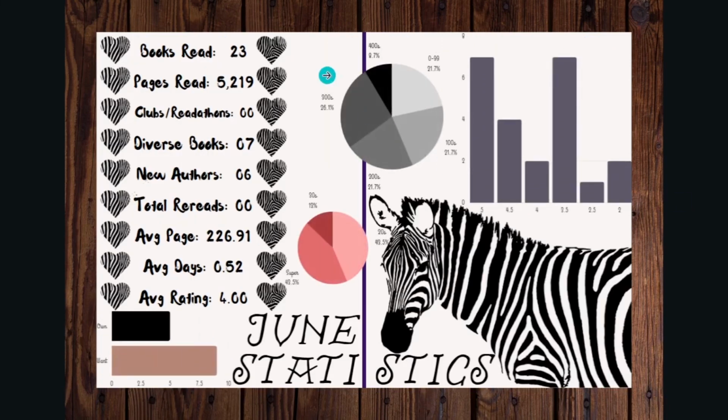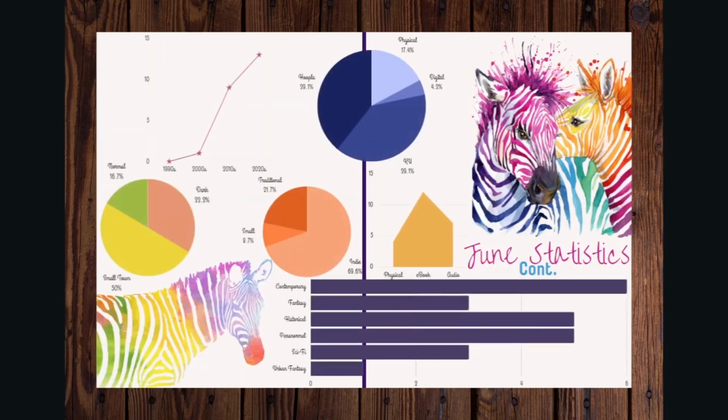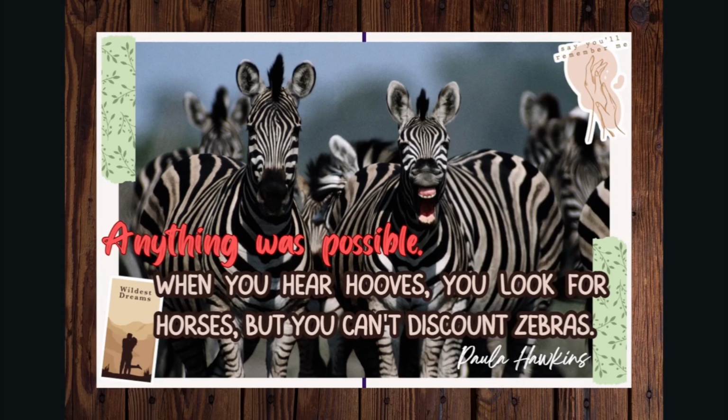And I found these really cool zebra print hearts. These are actually two different hearts, which is fun. And then I found some rainbow zebras, and I thought those were cute, so I did those for my last stats page. And then here we go. "Anything was possible. When you hear hooves, you look for horses, but you can't discount zebras." That was said by Paula Hawkins, and I just love it. So there is June.